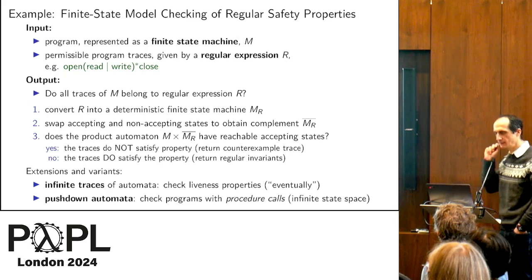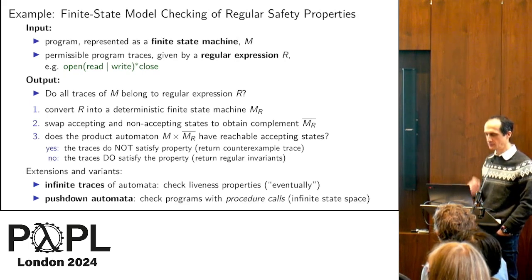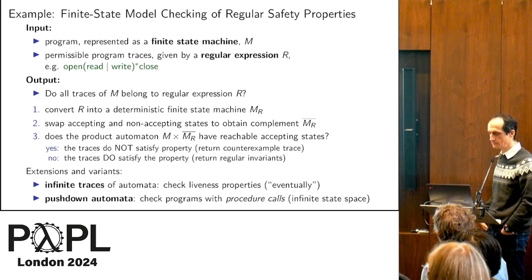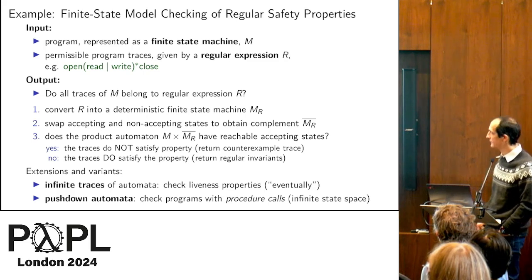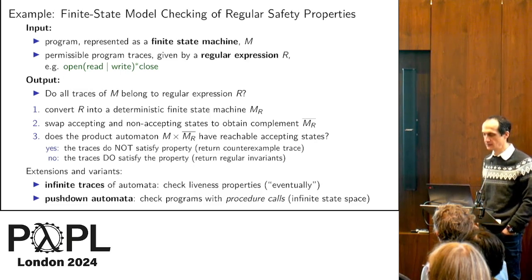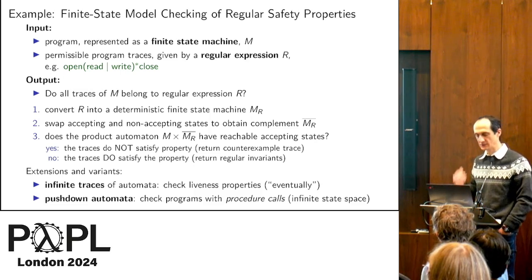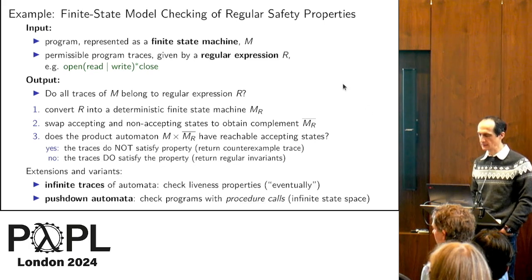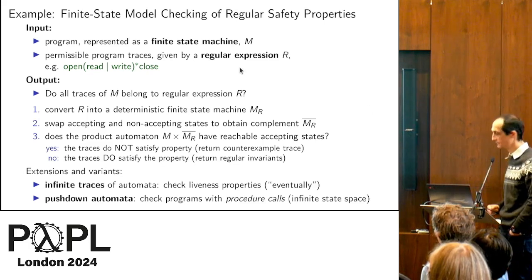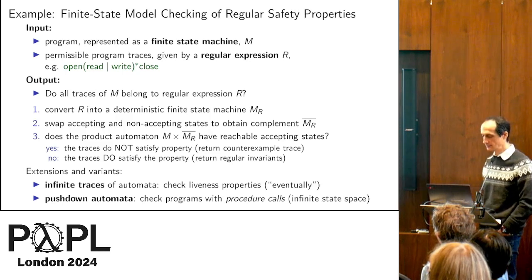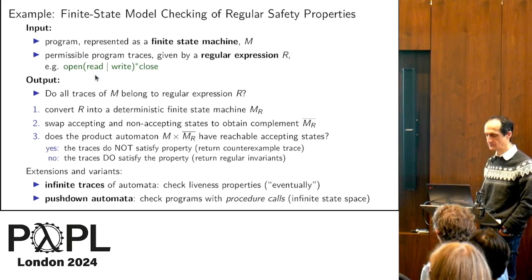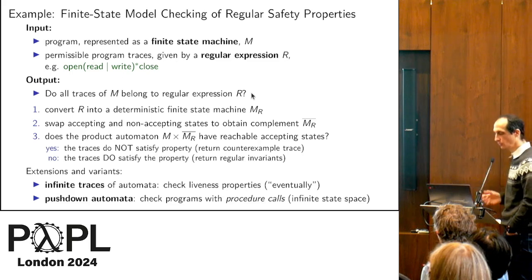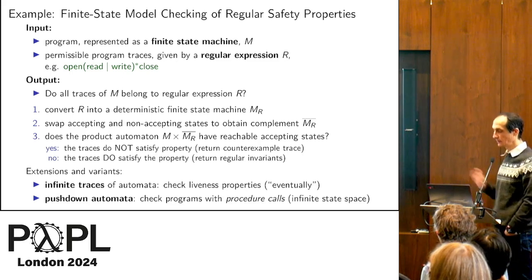Okay, so let me take a very simple example that should be familiar to all of us. So consider a program, and suppose that we can represent it by a finite state machine M, and suppose that we have a set of permissible program traces, and we can represent it maybe by a regular expression as a more declarative representation. And suppose that could be, for example, a file. So if you open a file, then you read and write any number of times, and then you close the file. So that would be specifying the desired properties of some traces given by these actions: open, read, write, and close. And so our question is, do all traces of this finite state machine actually belong to this regular expression R?